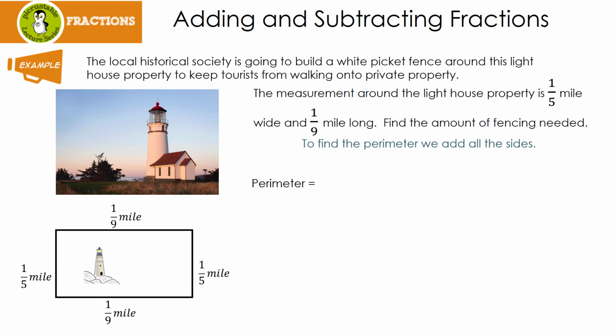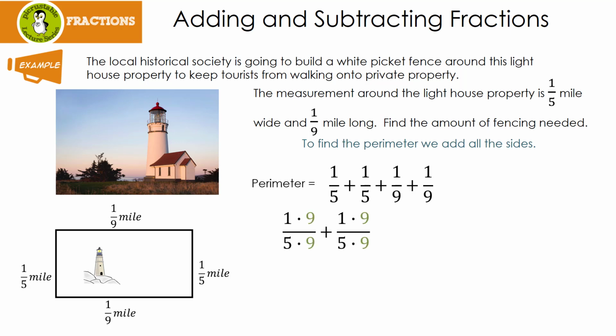To find the perimeter, we're going to add all the sides up. I put the common denominators next to each other. I could add 1/5 plus 1/5 and get 2/5, but I decided just to multiply by each other's denominator. So 1/5 times 9 over 9 plus 1/5 times 9 over 9 plus 1/9 times 5 over 5 plus 1/9 times 5 over 5. This might be the long way, but I want to make sure you understand what we're doing.